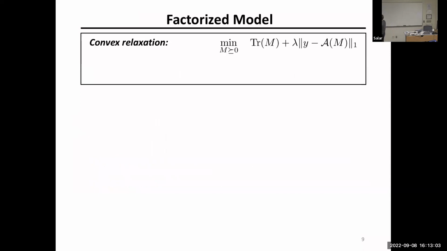Now, the classical approach for solving this problem is based on convex relaxation. To get rid of the non-convexity of the problem, we drop the rank constraint and instead penalize it in the objective. One good thing about the convex relaxation technique is that it's convex, so we can get global guarantees. But the bad news is that we need to solve a large-scale semi-definite program, which quickly becomes intractable with the scale of the problem.